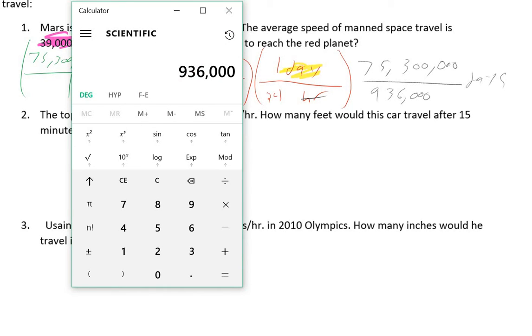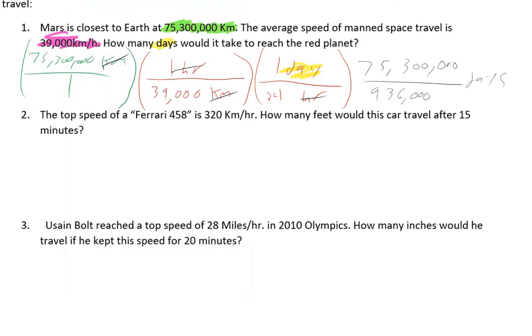So what we do is remember that we just divide our numerator 75,300,000 by 936,000, and what we end up with is about 80.4 days, and this is not really how long it takes. It actually takes much longer, but this is just an ideal situation, and maybe one day we'll get to Mars in 80 days or something like that. So that is a good example of you seeing the denominator change on us. Let's go ahead and take it on number 2.